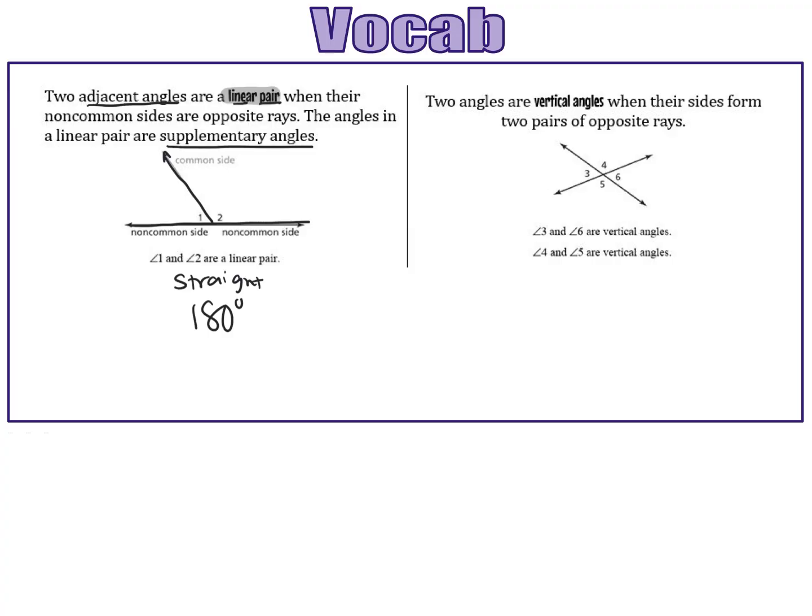And lastly, vertical angles. Vertical angles are angles that are formed by two pairs of opposite rays or two pairs of lines. And the vertical angles are the ones that are inside the V that are opposite each other. So I like to think of these as V angles. They are the angles that are opposite each other or diagonal from each other within. So here we have 3 and 6 are vertical angles, and 4 and 5 are vertical angles. So now that we've defined our different types of angle relationships, let's go ahead and tie that back to what we already know about angles.